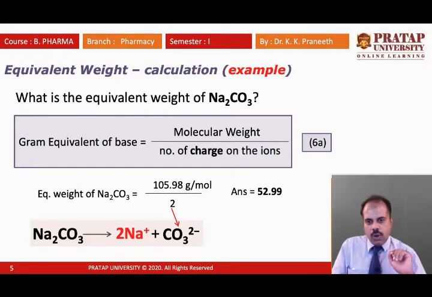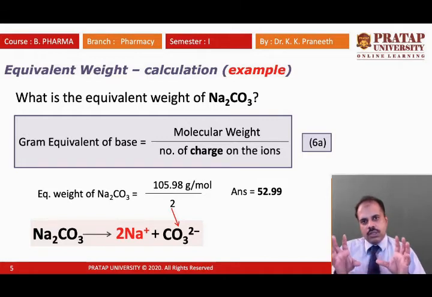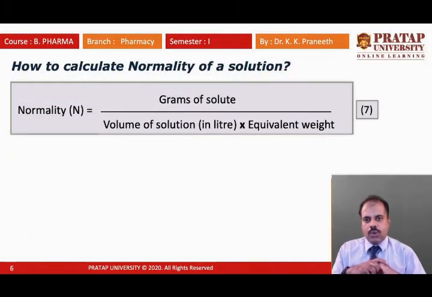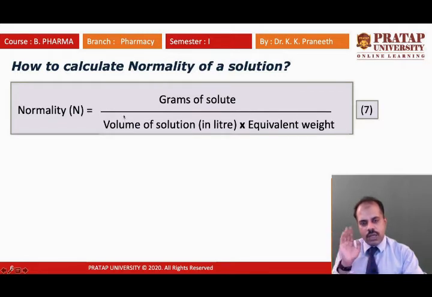So now let's move on and calculate the normality, how to calculate the concentration based on the normality terminology. So let's see how to calculate the normality of a solution. Here I have given this new formula, which is very easy to use and calculate in one step to get the normality of any acid or any base or any chemical if you want to make a solution. So normality N is grams of solute.